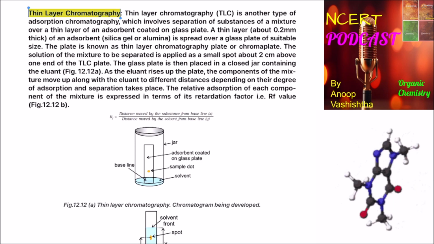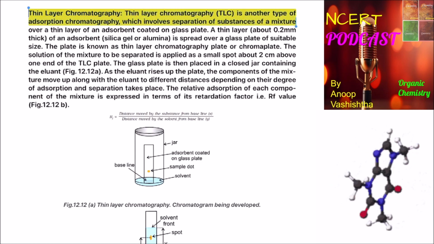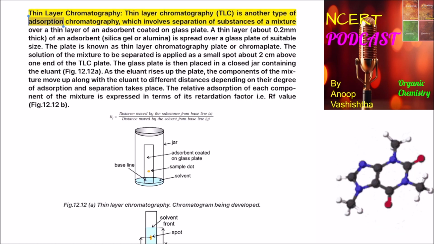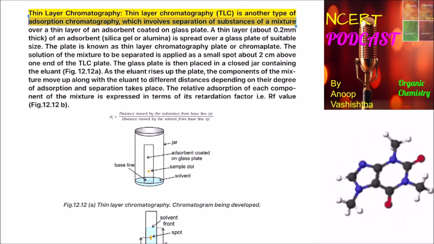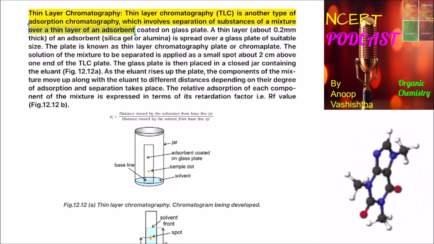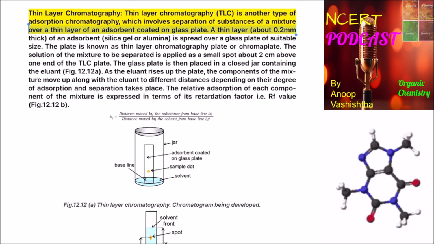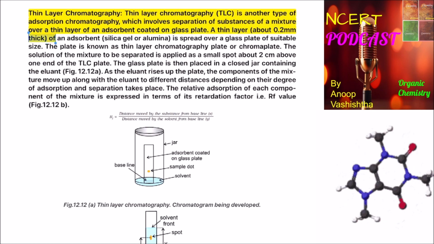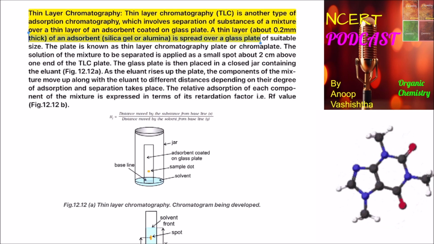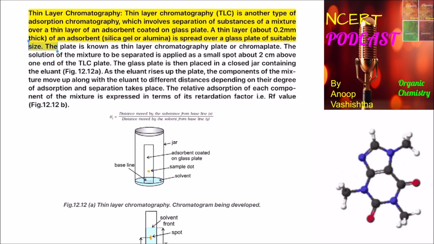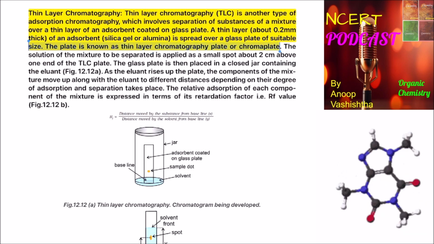Thin layer chromatography. Thin layer chromatography (TLC) is another type of adsorption chromatography which involves separation of substances of a mixture over a thin layer of an adsorbent coated on a glass plate. A thin layer about 0.2 mm thick of an adsorbent, silica gel or alumina, is spread over a glass plate of suitable size.